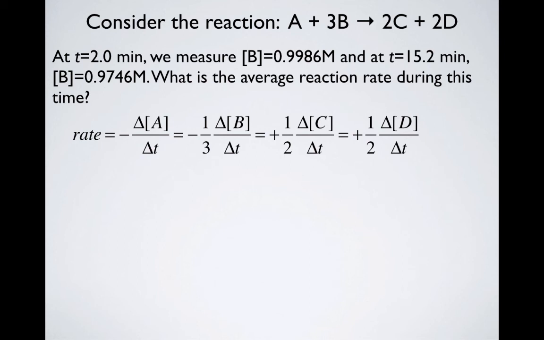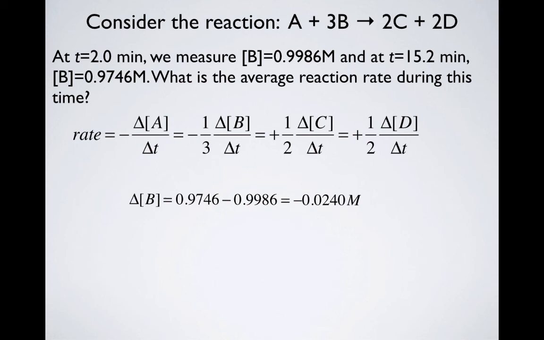When we look at C, we have plus 1/2 change in C over change in time. And for D, plus 1/2 change in D over change in time. So we use those 1/2s because the coefficient of C and D are 2. And we use the positives because they are products. Well, we're going to worry about B for this one. So let's go ahead and take a look at this calculation.